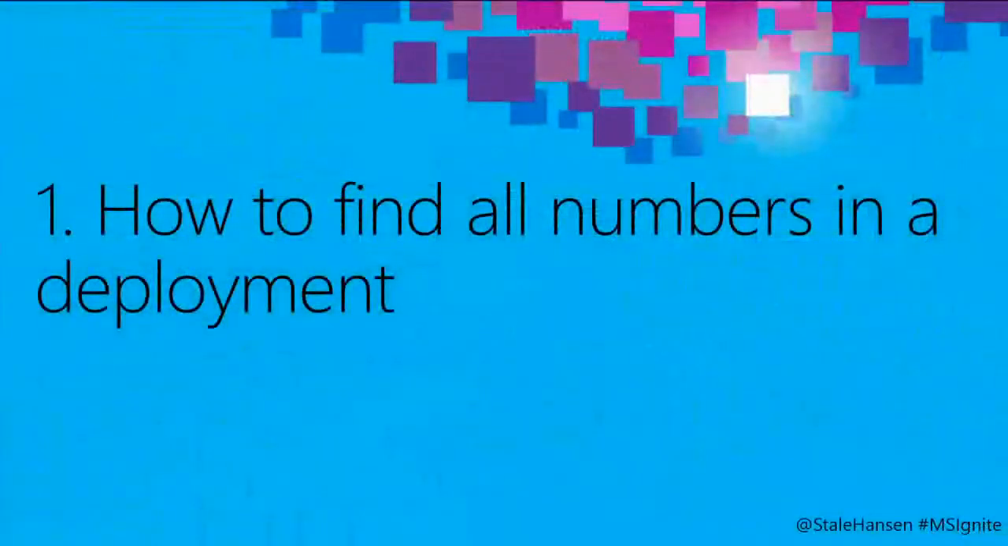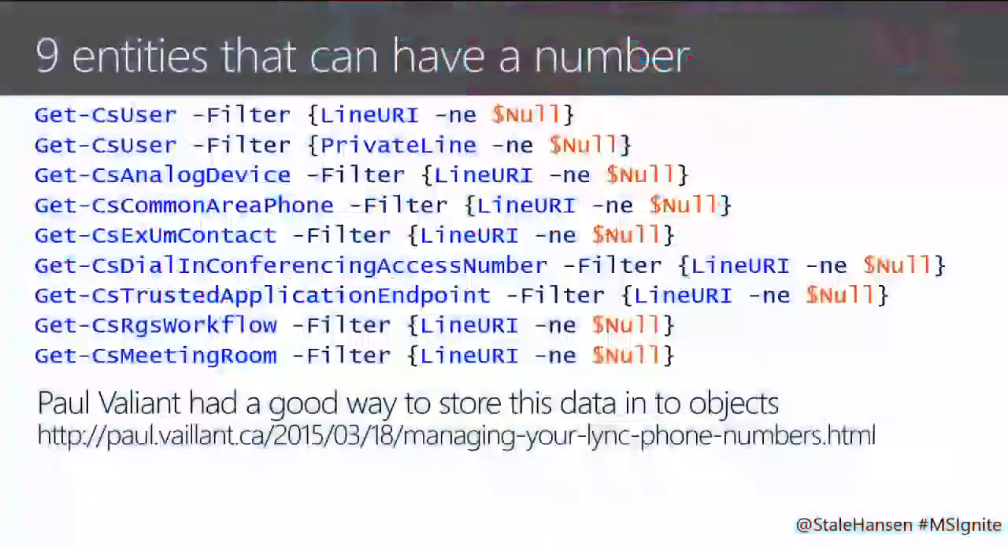Okay, on a more serious note, how do we find all the numbers in a deployment and how can we work with them? Well, there are 9 entities in Skype for Business Server that can have a number. You have users, which can have 2 numbers, a line URI and a private line. Personally, I haven't seen much use of the private line. Anyone use private line a lot?